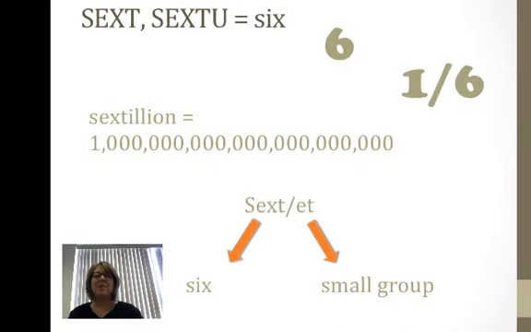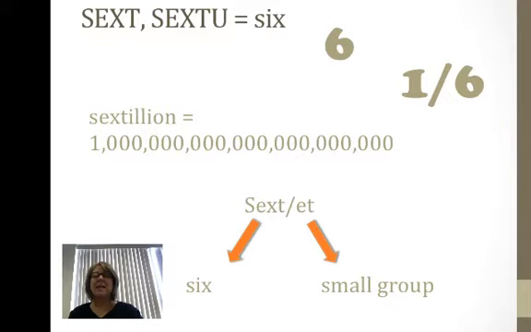Then there's sext or sextu. And that means 6, or 1/6 of, a sixth of a part. Sextillion is a number with an awful lot of zeros after it. Can you guess how many? Well, if sext means 6, there are 6 groups of zeros after the original 3. So remember, when we talk about those numbers, that first initial 1,000 doesn't quite count in the number of zeros. So 6 times 3, there are 18 zeros after the initial 1,000.